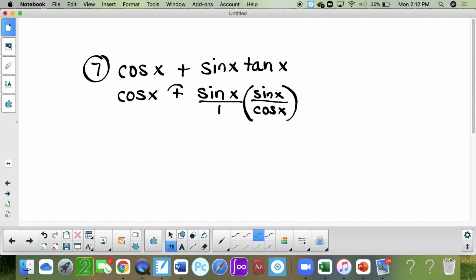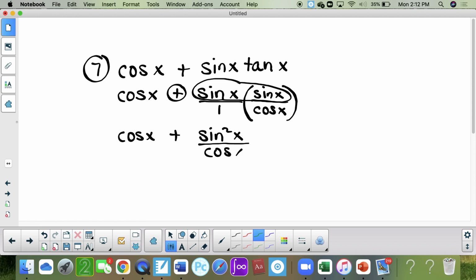I can't do anything with addition, so I can just copy it down and put the cosine of x and put a plus. I can't simplify anything, but I can multiply. This makes the sine squared x over the cosine of x. I can put the numerator together and I can put the denominator together. And I can put this over 1. But I'm adding two fractions together. In order to add two fractions together, you have to have a common denominator. So the common denominator is going to be the cosine of x.